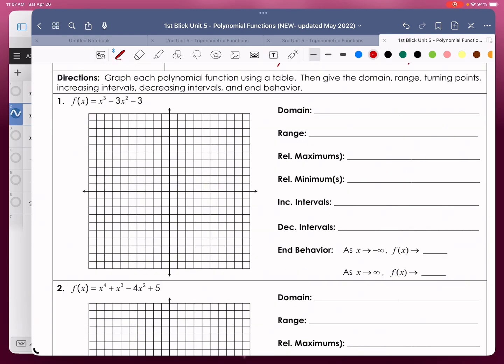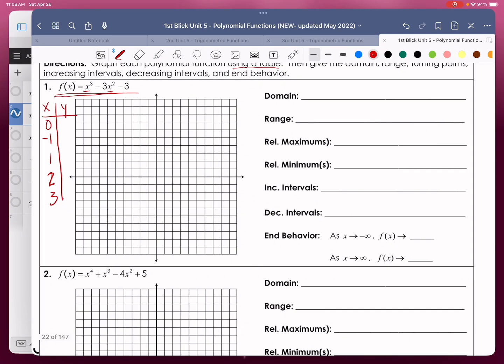So let's look at number 1. We have this polynomial, and it tells us to graph it using a table. Now I'm going to show you how to use a table, but we're going to use Desmos for the others to graph it. So what you do to use a table, you just pick some numbers for x. And I usually pick 0 and -1, and then we'll go with 1, 2, and 3. You're going to plug each one of these numbers in for x, and then you simplify that side of the equation. It's going to give you a number. That's going to give you your y value. I know y'all have done this a million times.